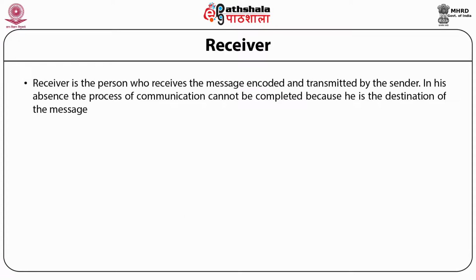Receiver is the person for whom the entire communication process has been started, as he is the person who receives the message encoded and transmitted by the sender. Actually, receiver is the person who decodes the sender's message. A receiver can be an individual or can be a group. In his absence, the process of communication cannot be completed because he is the destination of the message. He can be a decoder, listener, reader, or the viewer of the message.